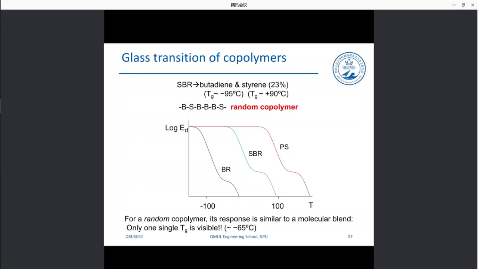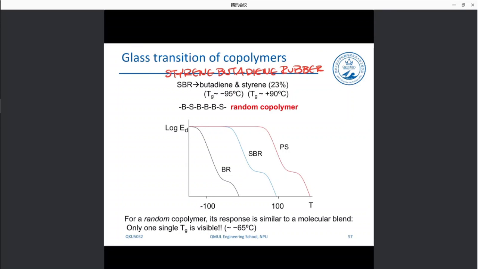So for the case of, let's say, the example SBR, that is styrene butadiene rubber, we have a combination of butadiene monomer and styrene monomer. Okay, butadiene has a glass transition of -95 because it's elastomeric, and styrene has a glass transition of 90. Okay, we said polystyrene has a 90 to 100 degrees Celsius glass transition.